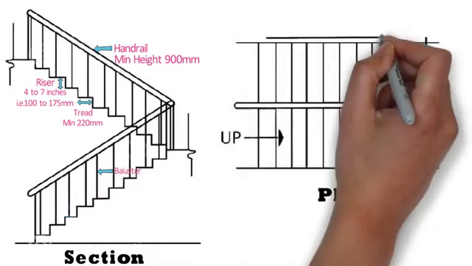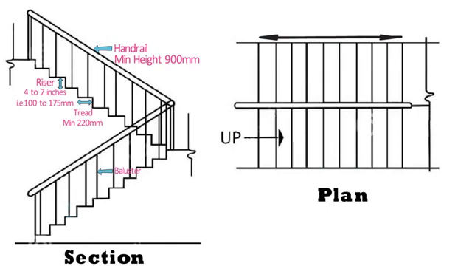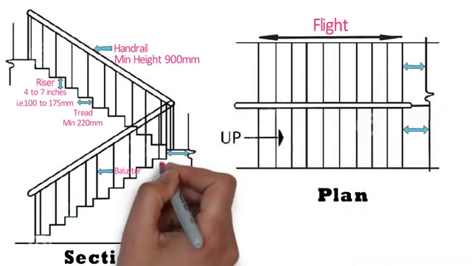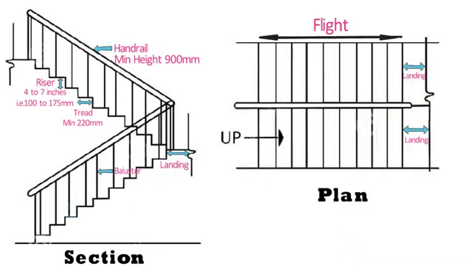You can see in this plan continuous steps up to landing. It is called as flight. And here you can see in this plan and section this area after flight is called as landing. The length of landing is more than step.